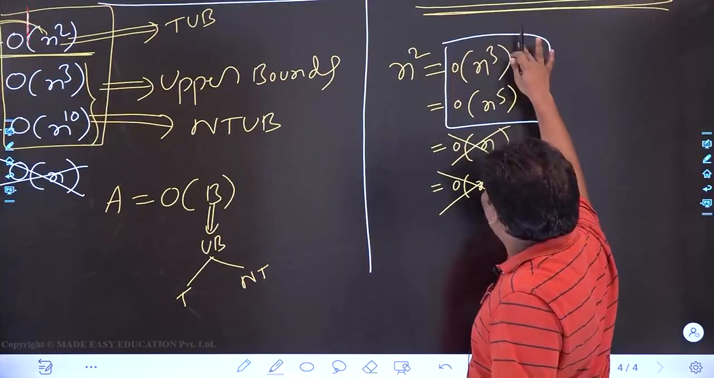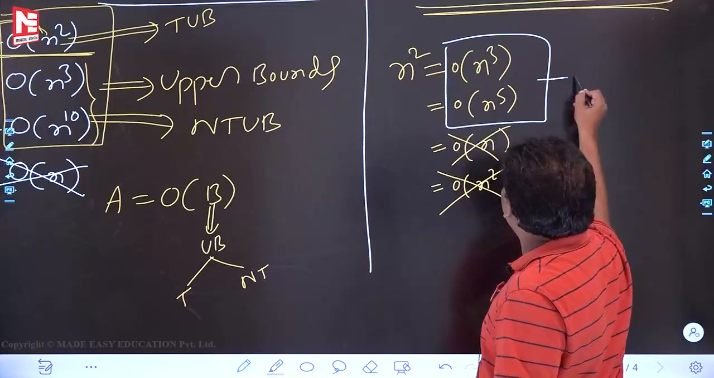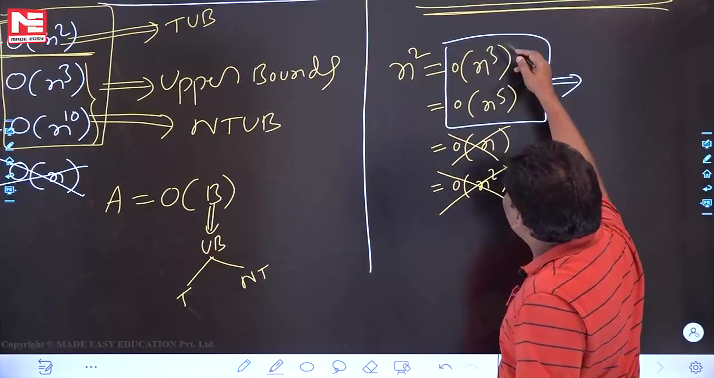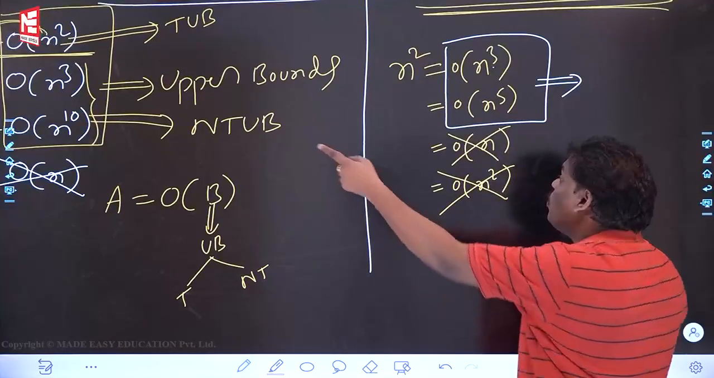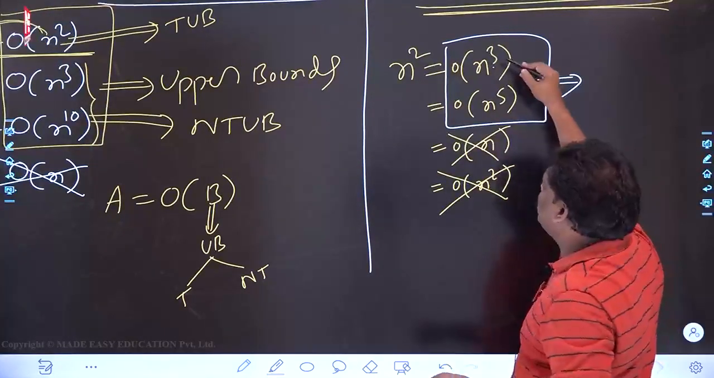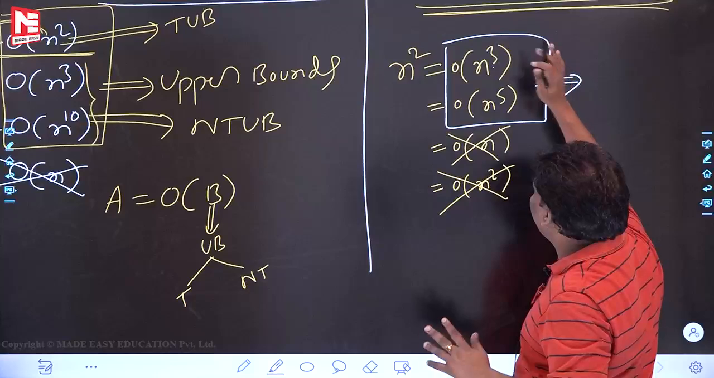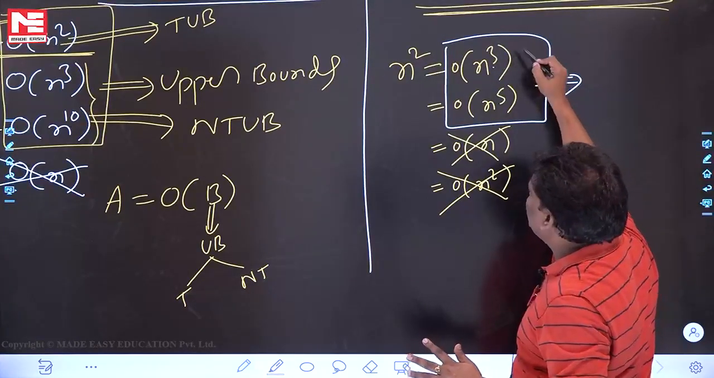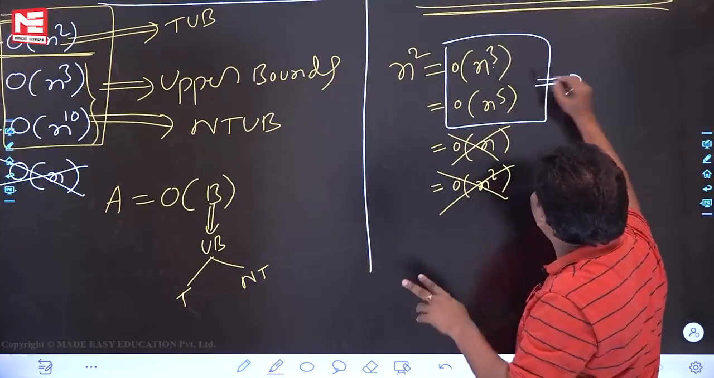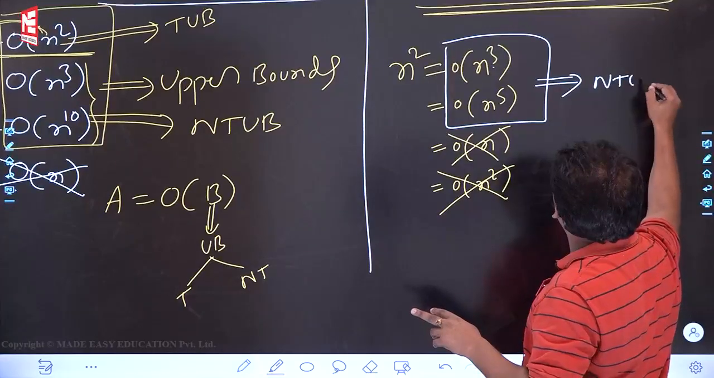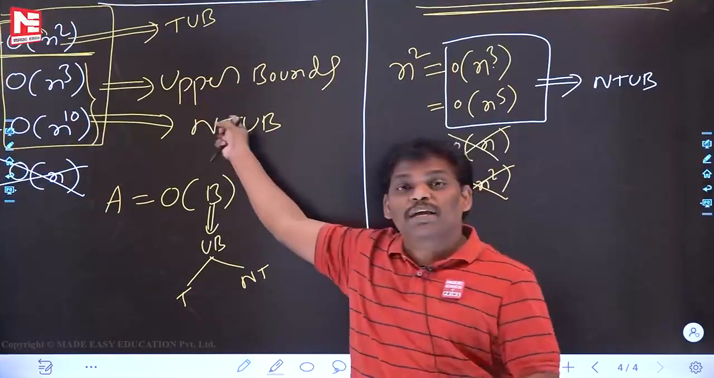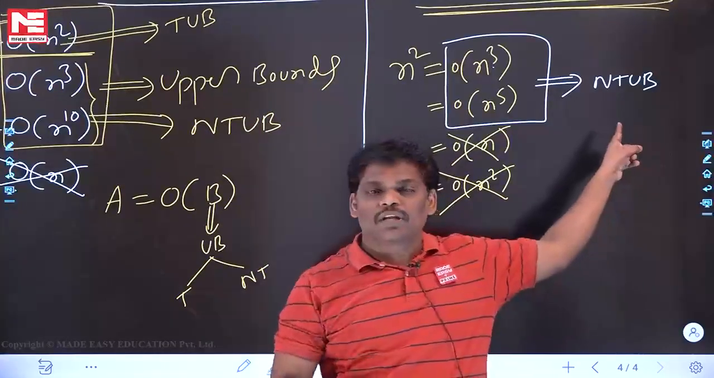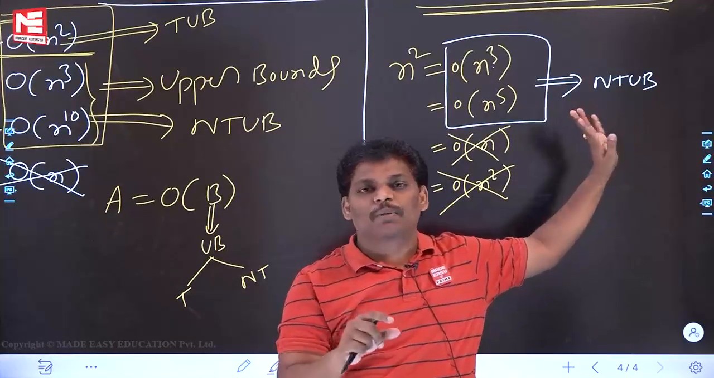In the small O notation, who will be there on the right hand side? Upper bounds which are not tight. Tight ones cannot be there. In the big O, tight ones may be there, but in the small O, the right hand side has greater ones which are not equal. What do you mean? Not tightest upper bounds will be there. Here it may be greater or equal, but there, only greater. Equal ones are not allowed.